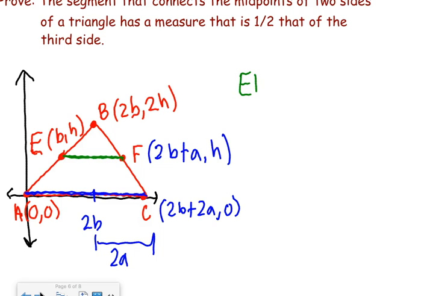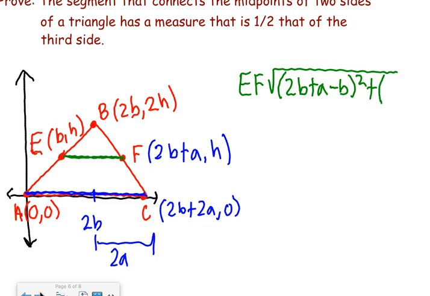Okay, let's find the distance of EF. So we're just plugging into the distance formula. So 2B plus A minus B. Are you with me? Yeah. No.